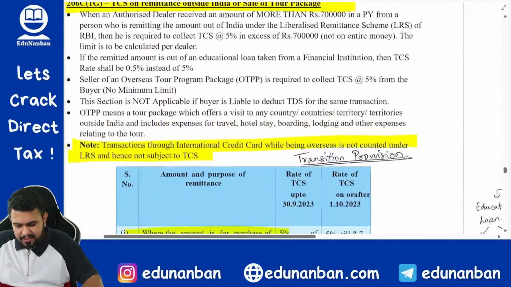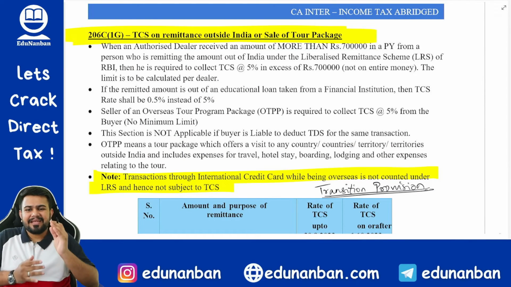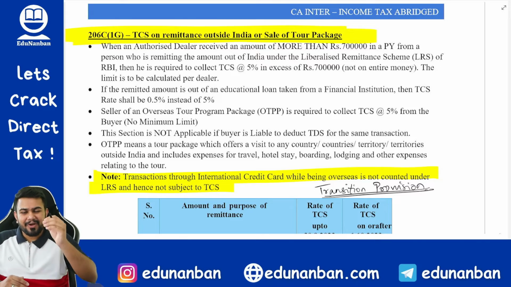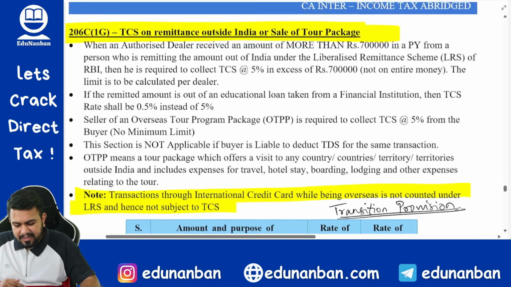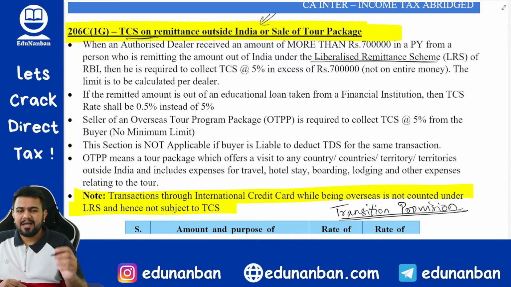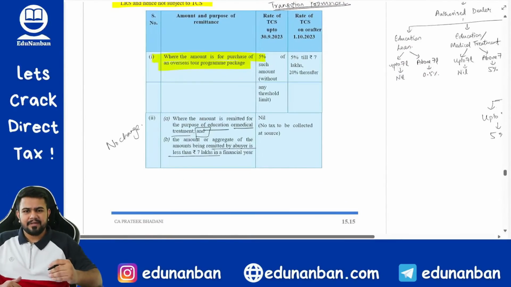A very important change, that is 206C(1G), and here you are stuck in the transition provision. That is, for May 24 and November 24 examinations, it is compulsory that you learn the old provisions also, and the new provisions also, because in between the year the section has changed. Okay, so here we are discussing TCS on remittance outside India as per the LRS scheme, that is the Liberalized Remittance Scheme.